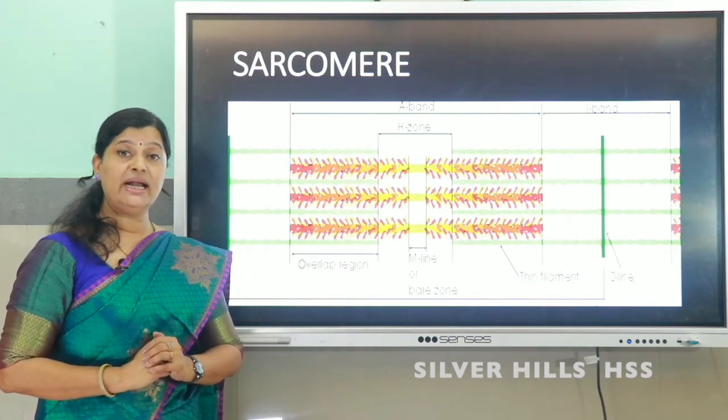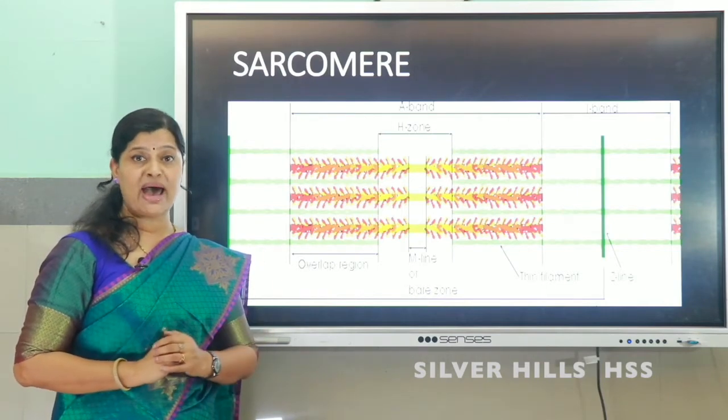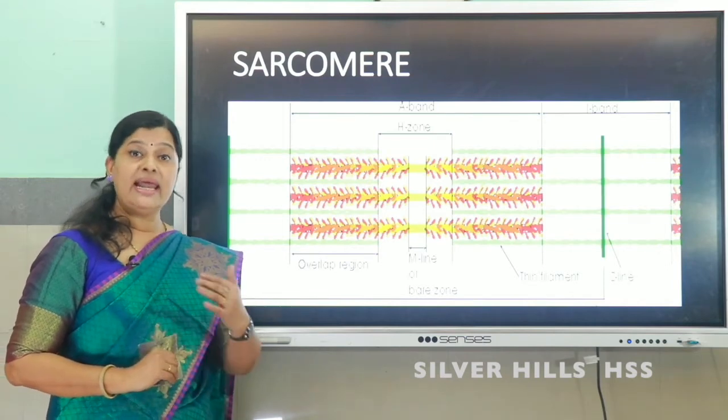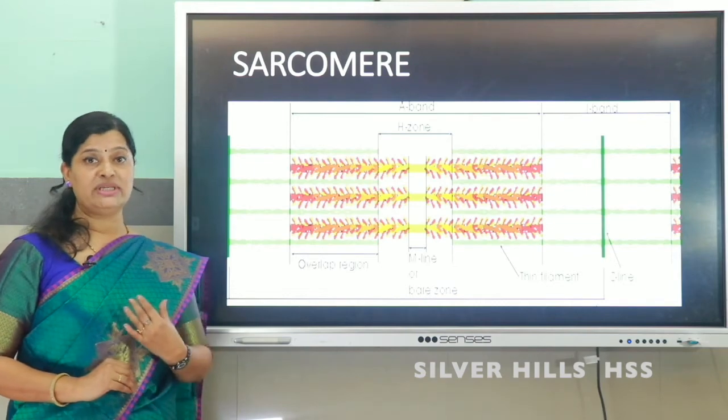Now let's learn about the two types of proteins that make up these bands, actin protein and myosin protein. Let's learn about the structure of actin protein and myosin protein.